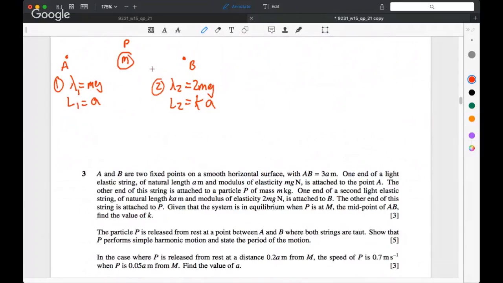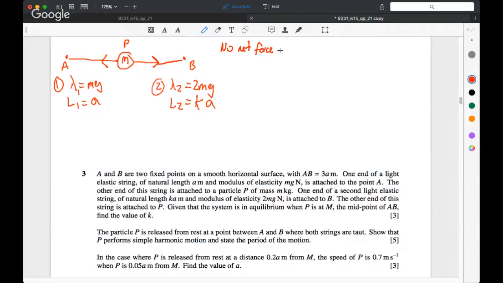Given the system is in equilibrium when P is in the middle, the midpoint of AB, find the value of K. So both the strings are attaching onto P, and they're pulling. I've drawn the forces the way they act on P, okay? So they're both trying to pull P towards them, but they can't because it's in equilibrium. So equilibrium always means there's no net force.